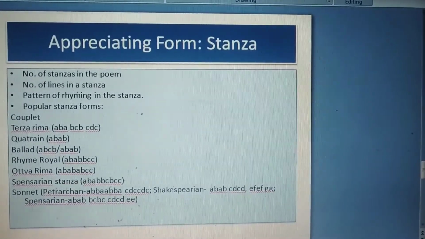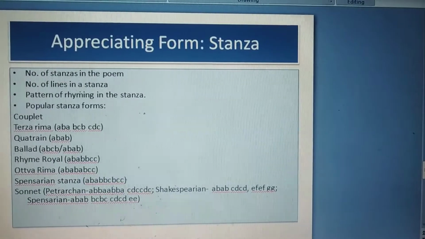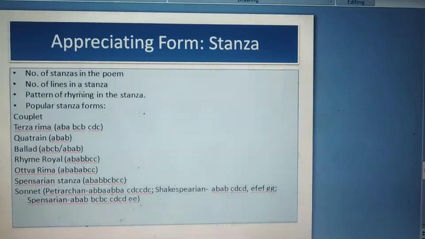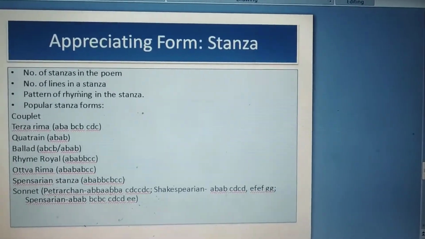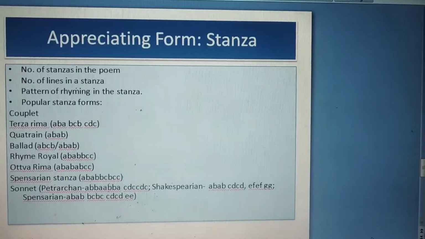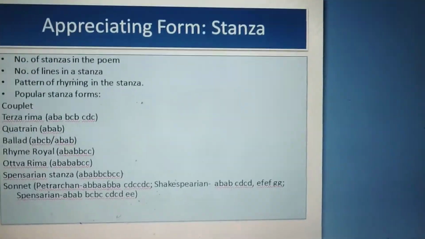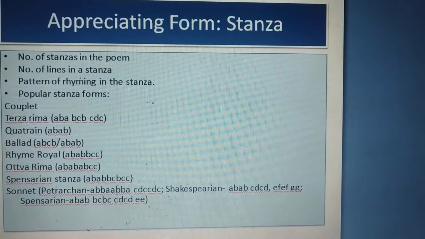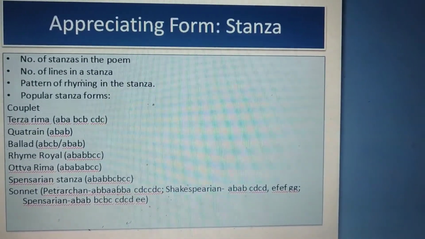One is Petrarchan sonnet, where we have an octave and a sestet. The octave rhymes ABBA, ABBA, and the sestet rhymes CDC, CDC. Then we have Shakespearean sonnet, where the rhyming pattern is ABAB, CDCD, EFEF, and GG.